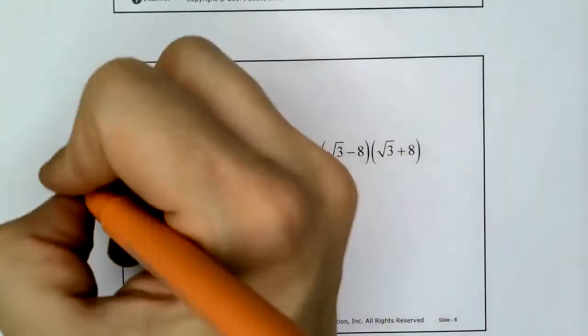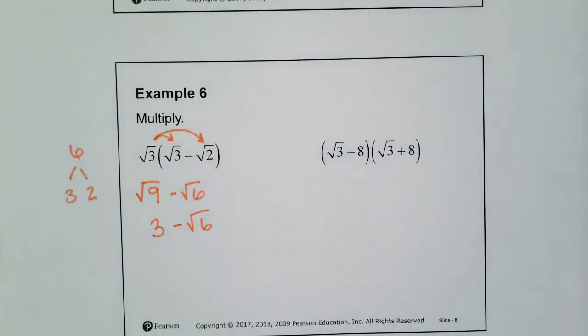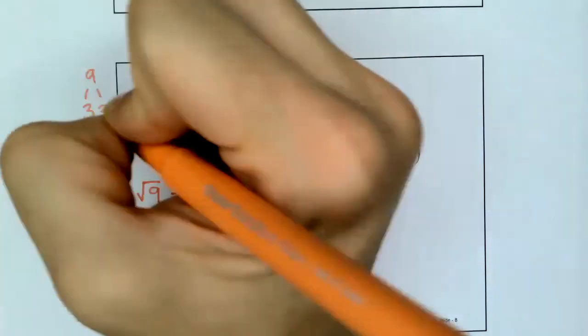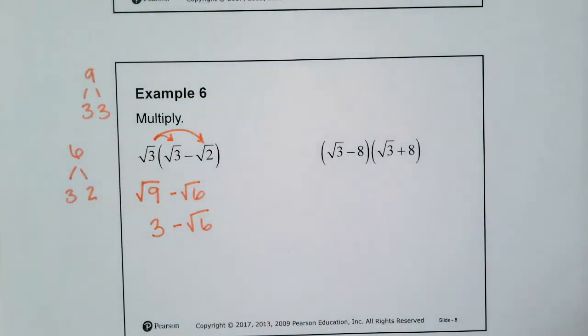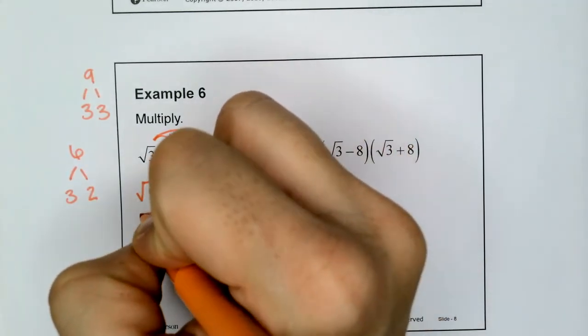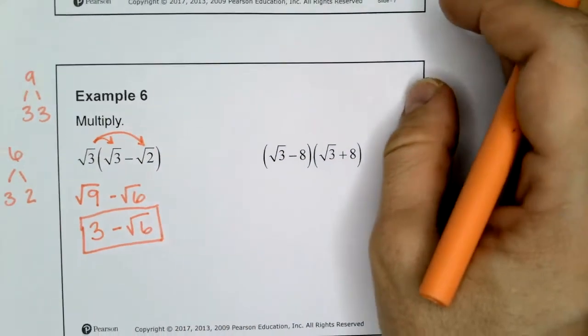√6, I cannot simplify because 6 is just 3 and 2. There are no pairs to take out. 9 was 3 and 3, so I could take the 3 out and I had nothing under the radical. So the simplest form of that multiplication problem is 3 minus √6.